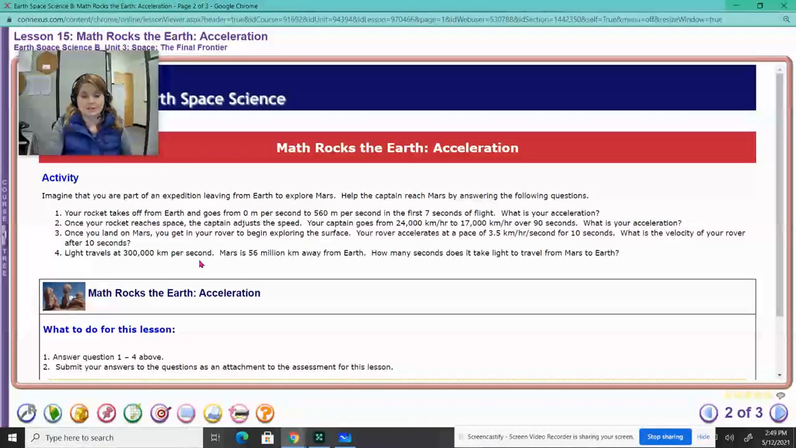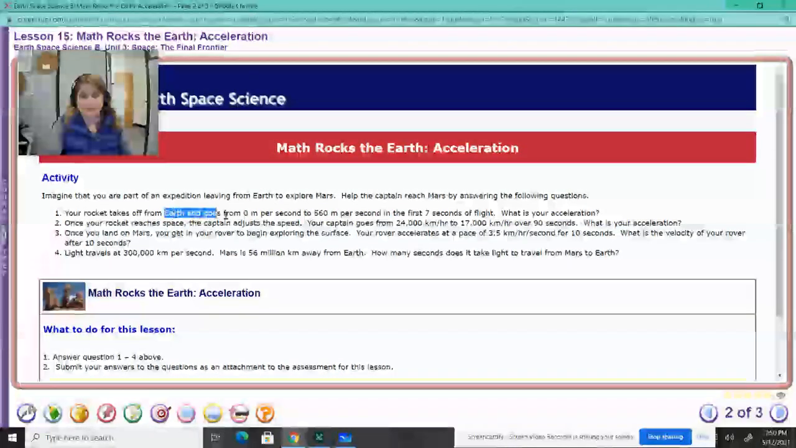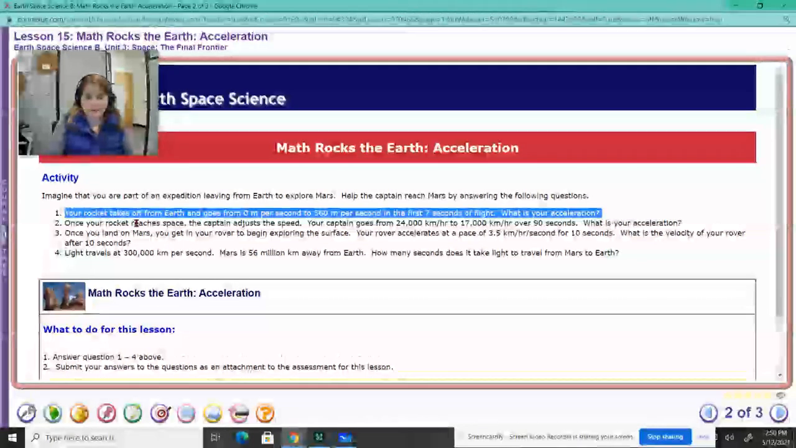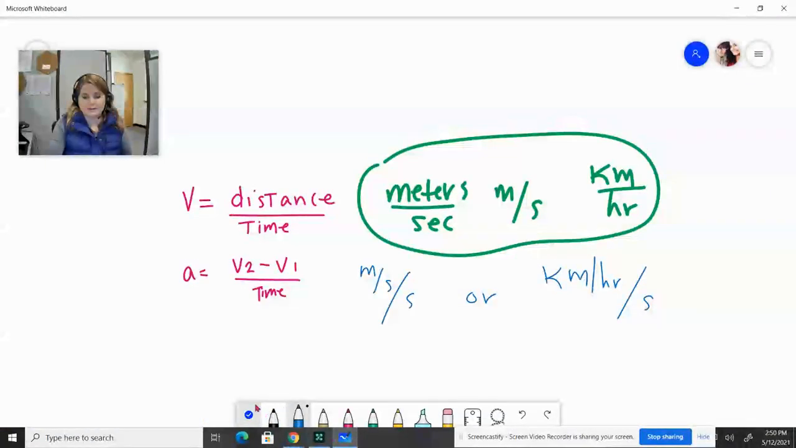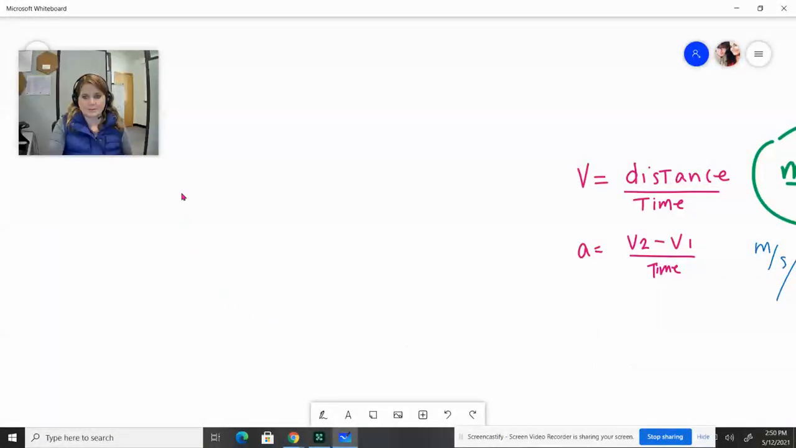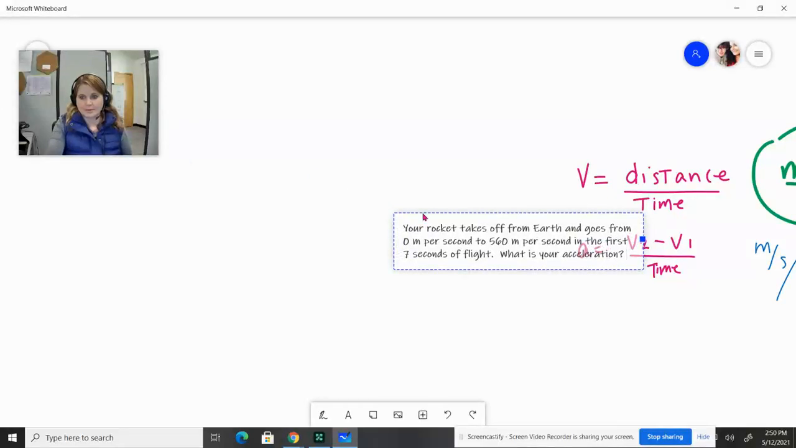So the first question says your rocket takes off from Earth and goes from 0 meters per second to 560 meters per second in the first 7 seconds of flight. What is your acceleration? I'm just going to highlight this and copy it so that when we look at this page, we can see better. All right, so I'm going to put it right over here. There we go. There's our problem.